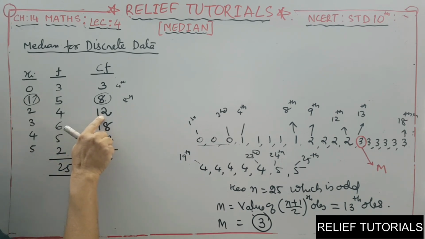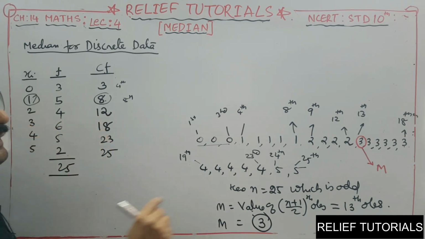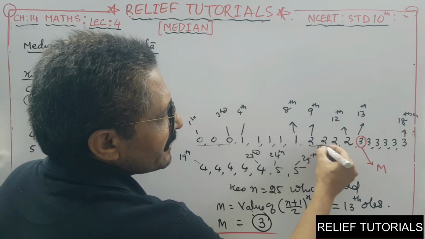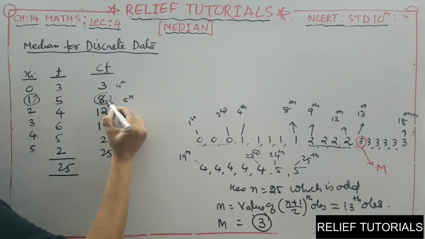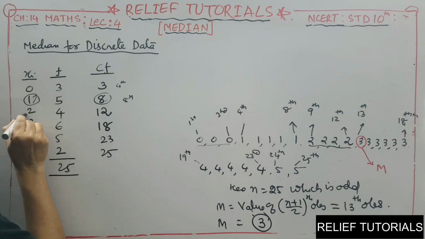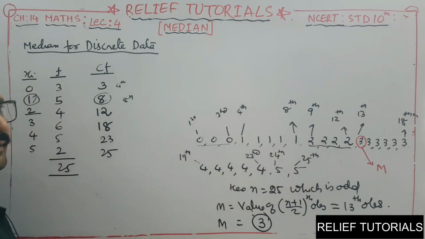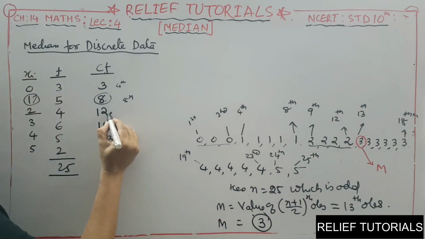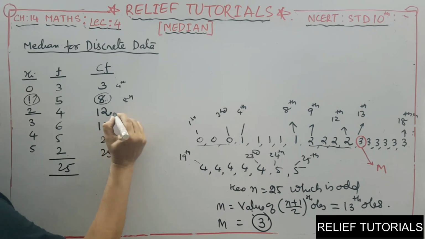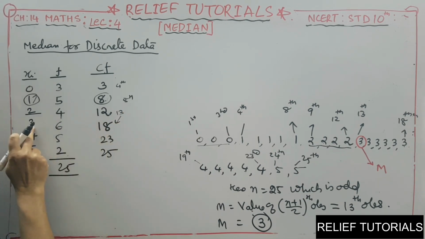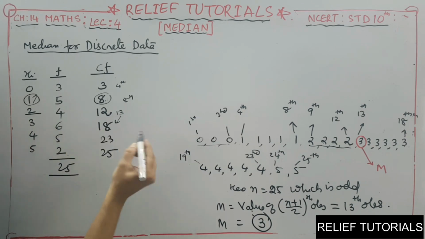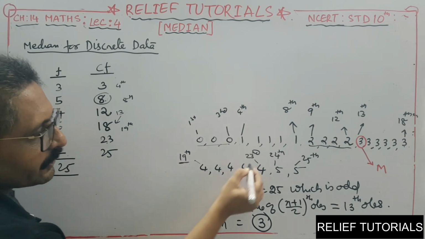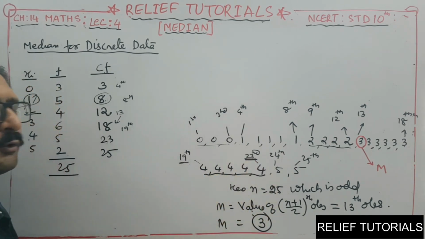Now, cumulative frequency 12 here. What does it mean? We can say that from the 9th to the 12th observation, it is 2. After 8 we will get 9. From 9 to 12, it is 2. Now, after 12, what will you get? 13. So from 13 to 18, it is 3. After 18, what is that? 19. So from 19 to 23, it is 4.